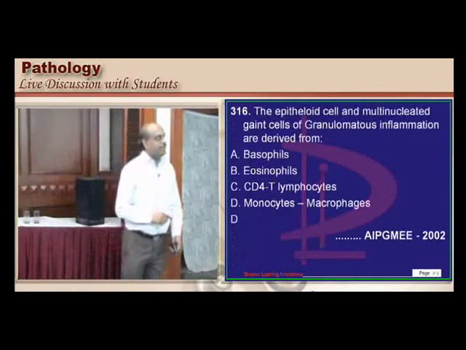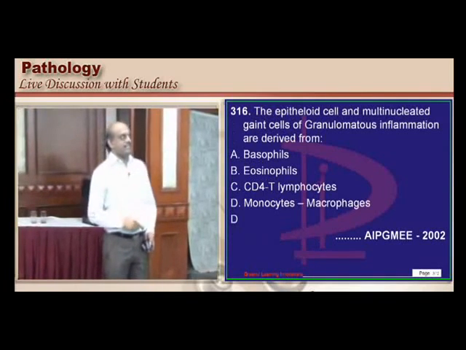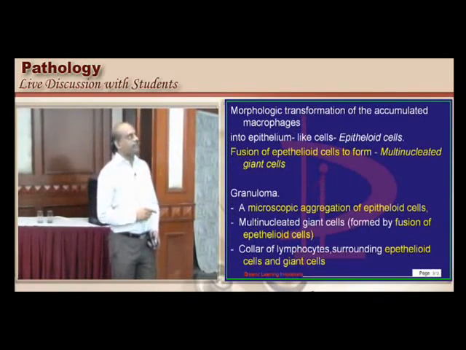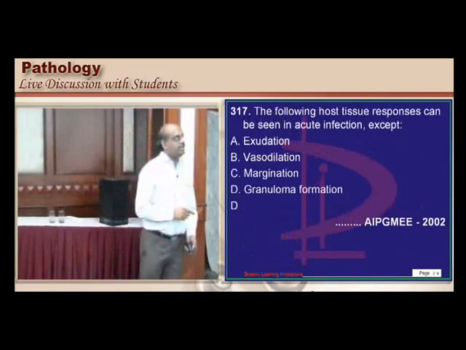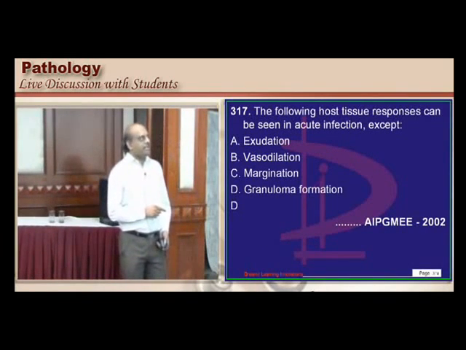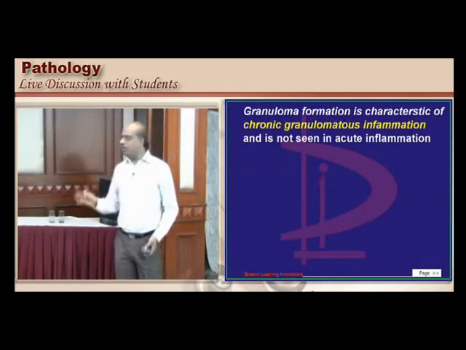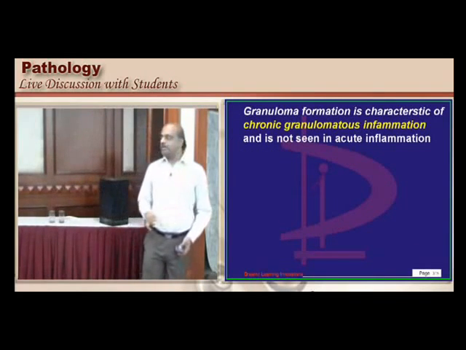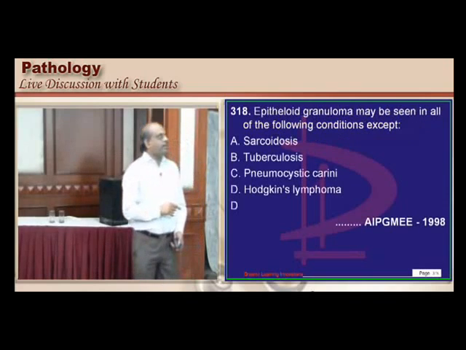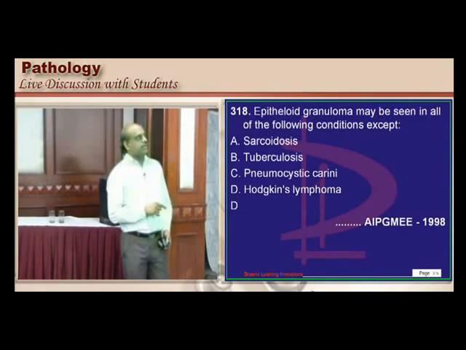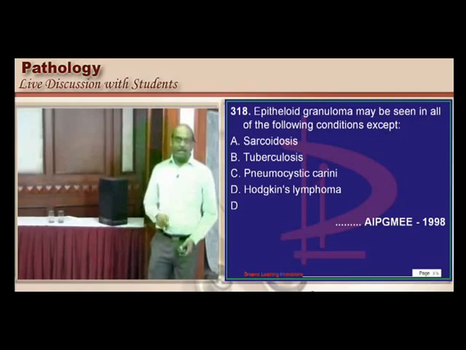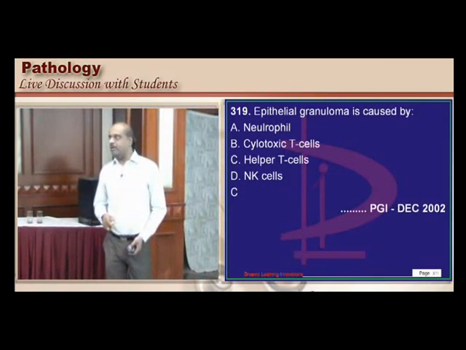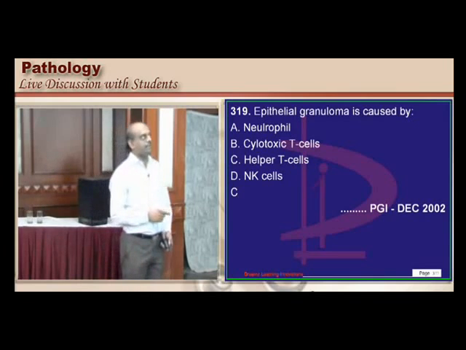Now epithelioid cells and multinucleated giant cells are all basically derived from the monocyte macrophage system, as all of you know very well. So in acute infection, there is margination, vasodilatation, exudation, no granuloma. Granuloma is a feature of chronic inflammation. That's what we had been emphasizing. Epithelioid granuloma is a feature of sarcoidosis, tuberculosis, pneumocystis, but not Hodgkin's lymphoma, which we have already discussed. And what is the constituent of epithelioid granuloma? It is helper T cells which basically undergo transformation.